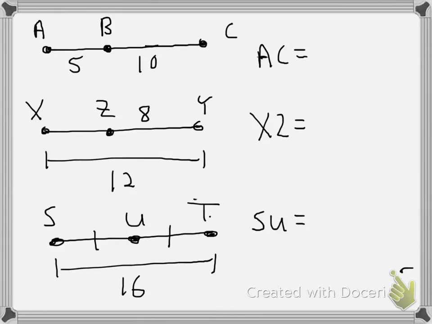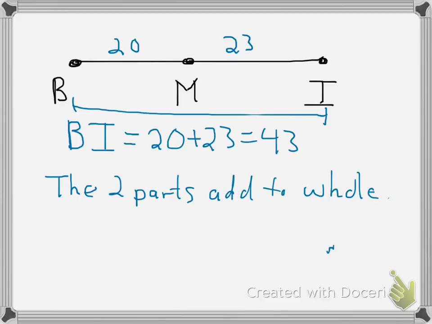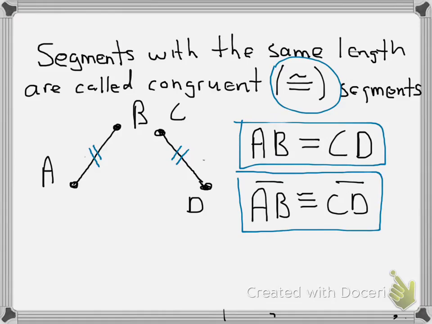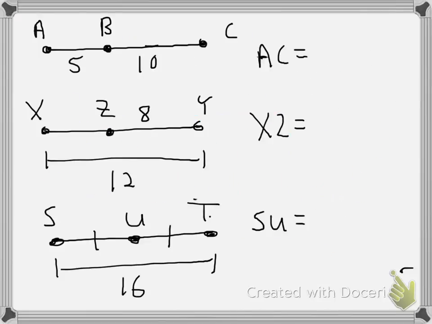We're going to try to apply that here. On my first example, I've got the 3 points A, B, and C on a line. The length from A to B is 5 and B to C is 10. The problem is asking us for the length of segment AC. Well, it should simply be 5 plus 10 is 15. Again, the two parts add up to the whole thing.